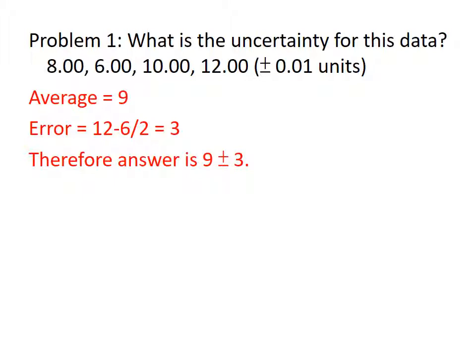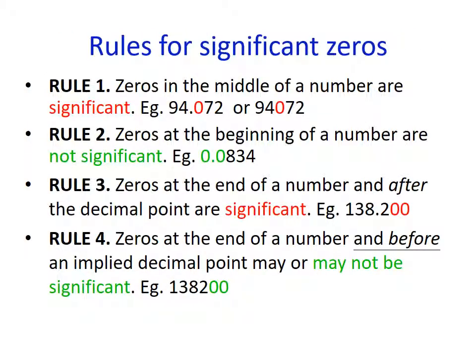Roughly, using the halfway method, the average is 9. The error is going to be 12 minus 6, because 12 is the biggest number and 6 is the smallest number. You divide that by 2, which gives you 3. Therefore, the uncertainty for this data is 9 plus or minus 3. Quite a bit of error. It's important that you calculate the average and then work out the half value from the highest and the smallest.